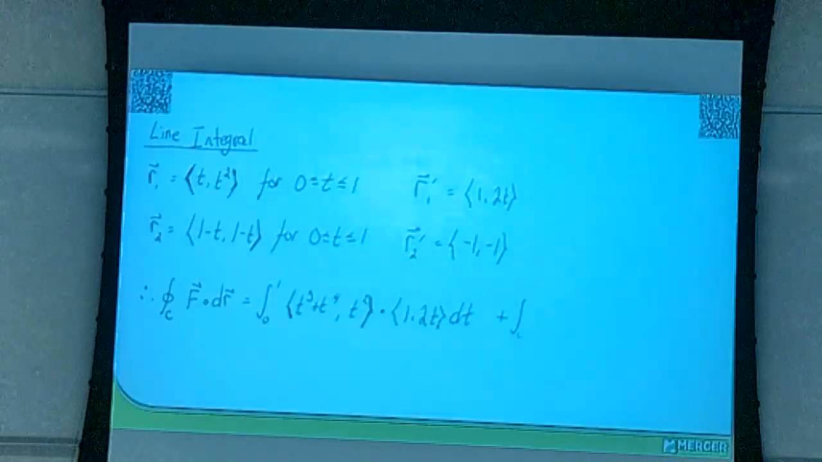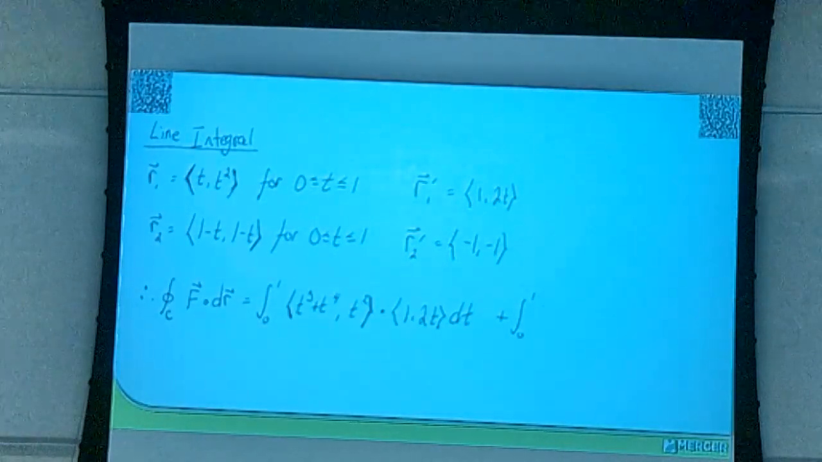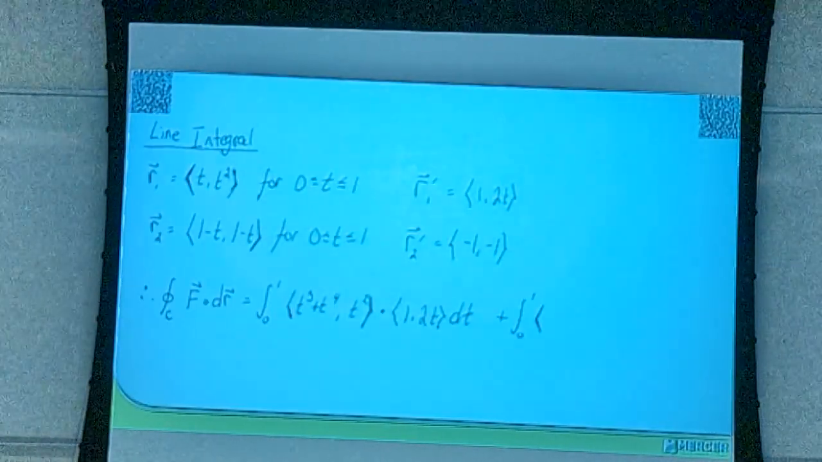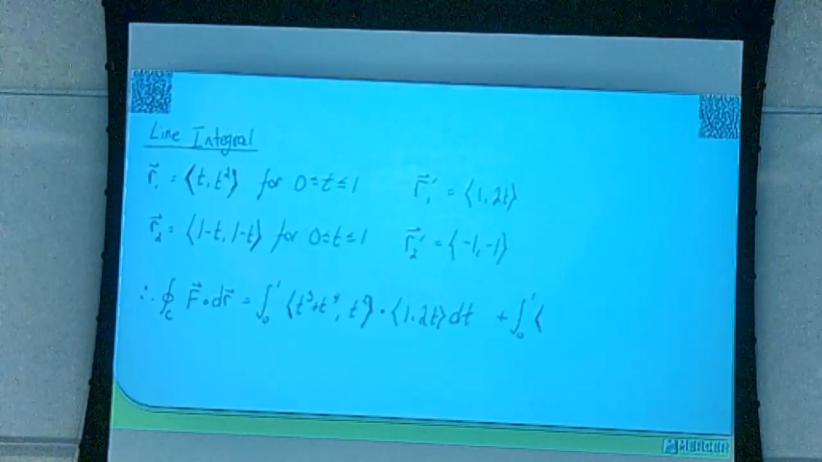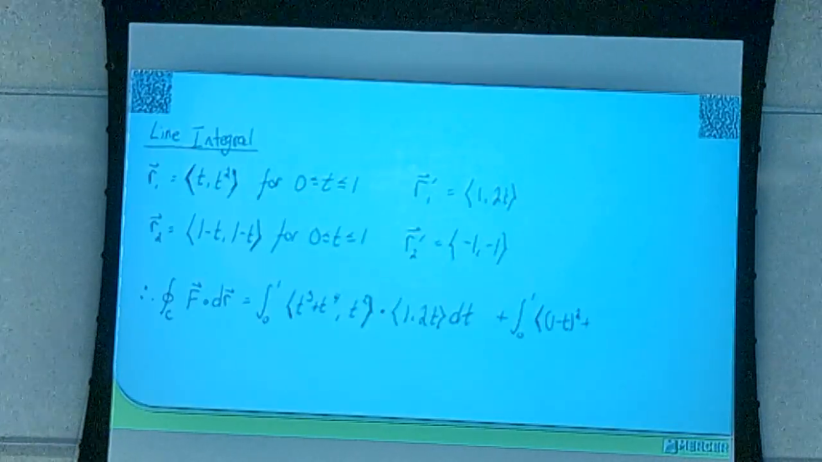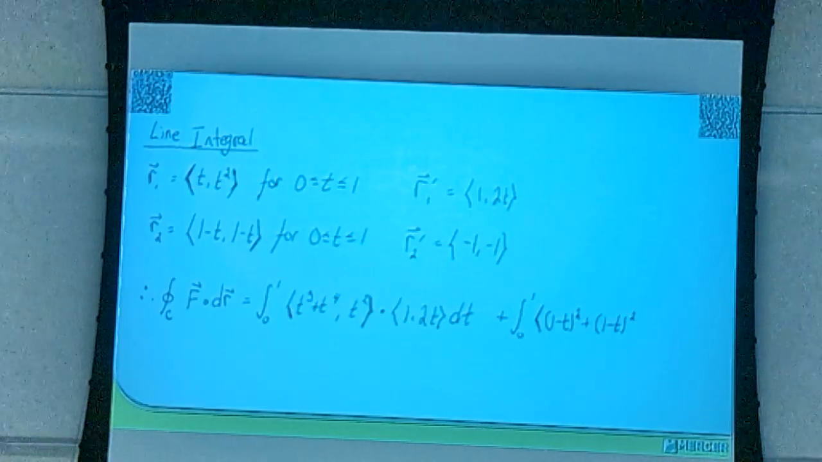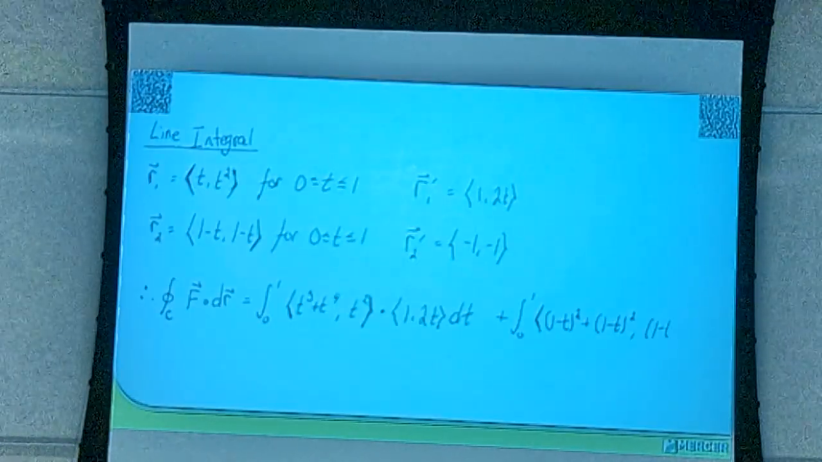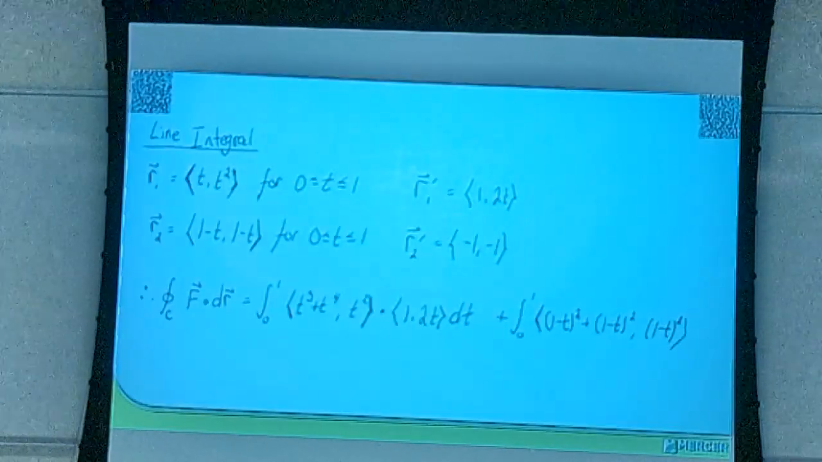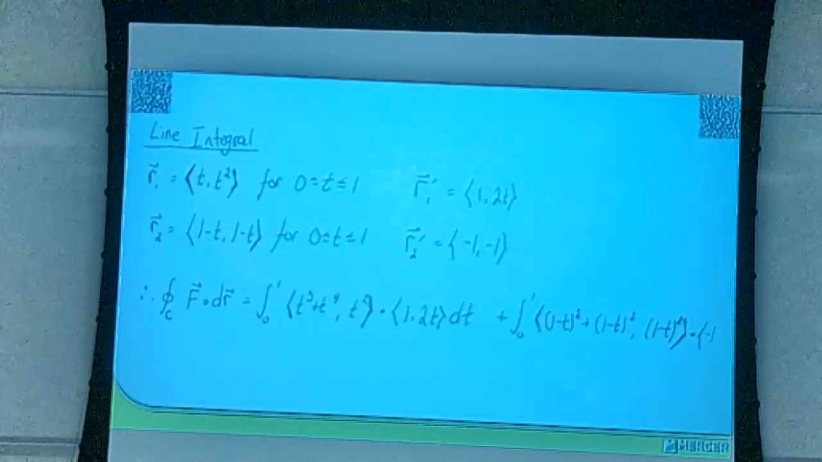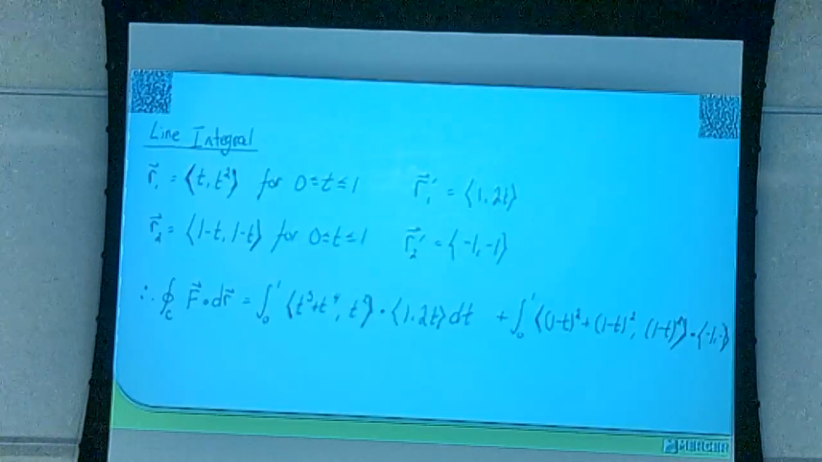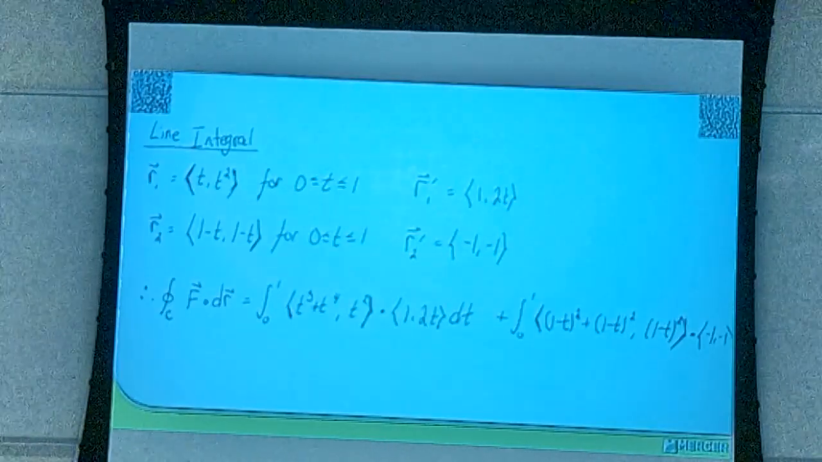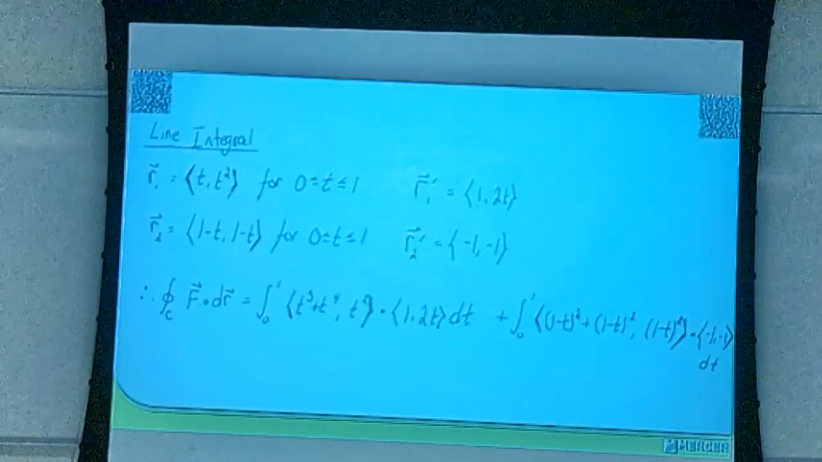Plus the integral from 0 to 1 of F evaluated along r2: x times y plus y squared, and then it was x squared, wasn't it? Dotted with r2 prime dt.